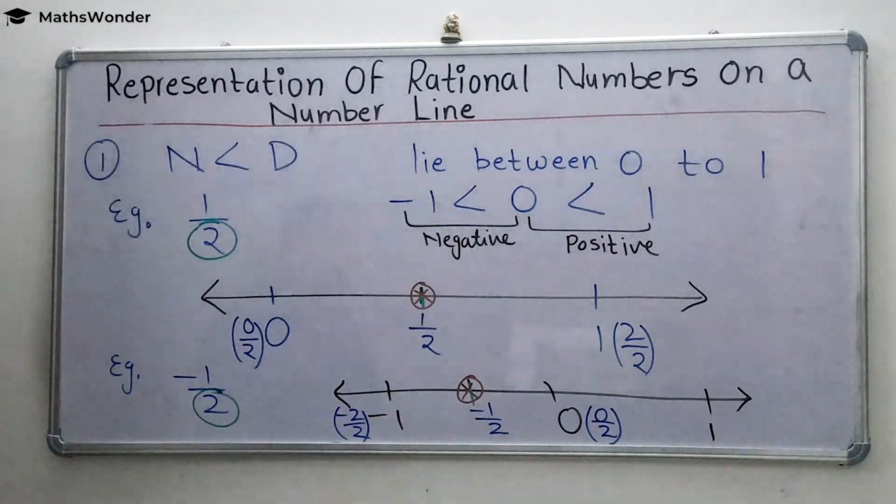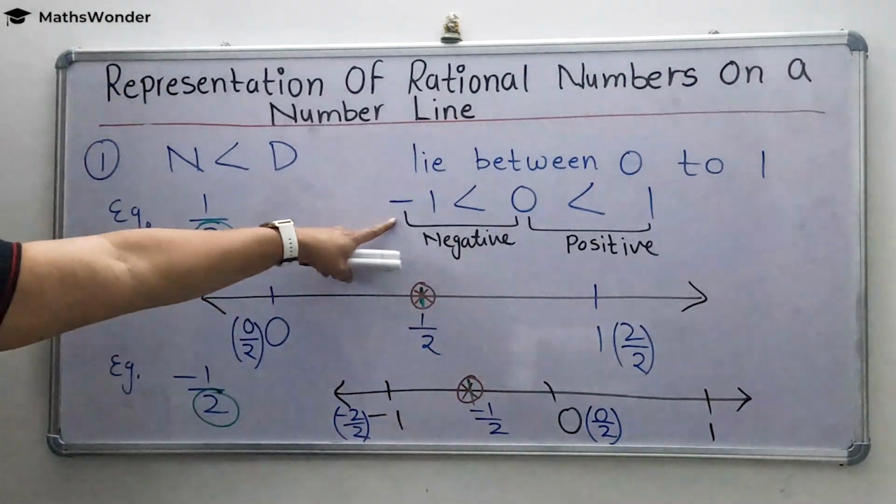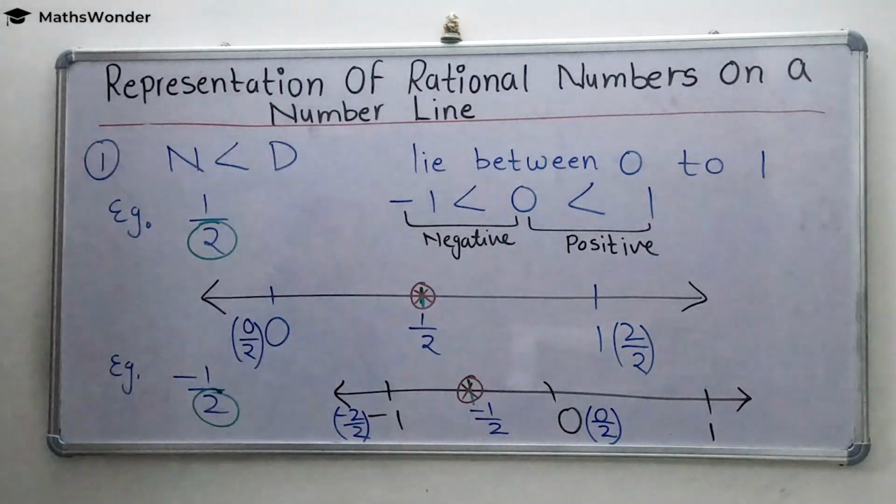Understand? Now I will represent the same positive 1/2 and negative 1/2 on one number line, but this always will lie like this. This is a very important concept.